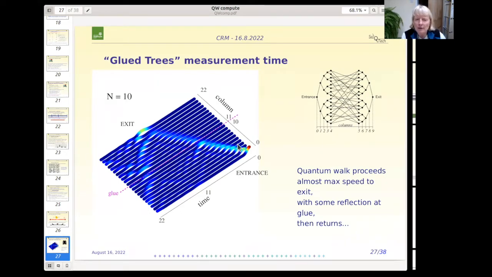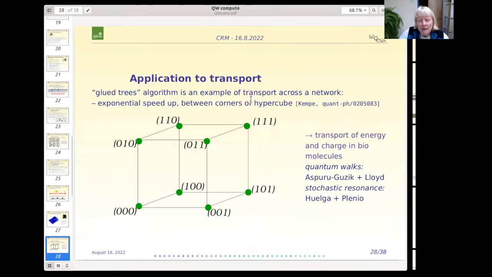So back to this glued trees algorithm, it's an example of quantum transport, hitting times, where what you're trying to do is cross the graph from one node to another. And there are lots of applications to transport. The first one was actually hitting across a hypercube from Julia Kempe, predates it by a few months. But it's not a hard problem, because you don't get lost classically on the hypercube. But it did tell you that an exponential speed up was possible for problems that were hard classically.